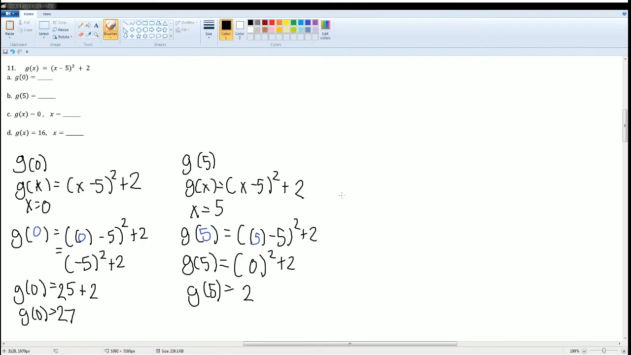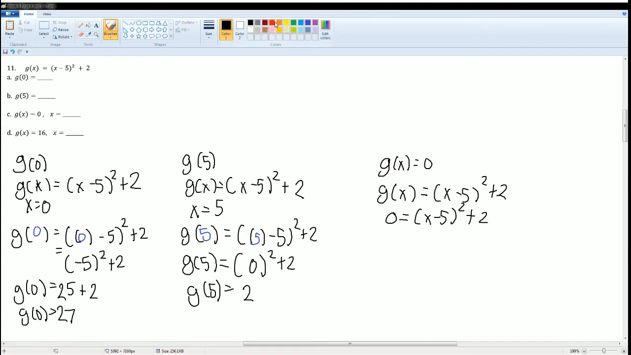G of x equals 0. That means G of x is equal to x minus 5 squared plus 2, so this whole thing is going to be equal to 0. All right, you would have to factor this one out as well. This is pretty brutal. I don't know why they're making you do this, but okay, whatever.